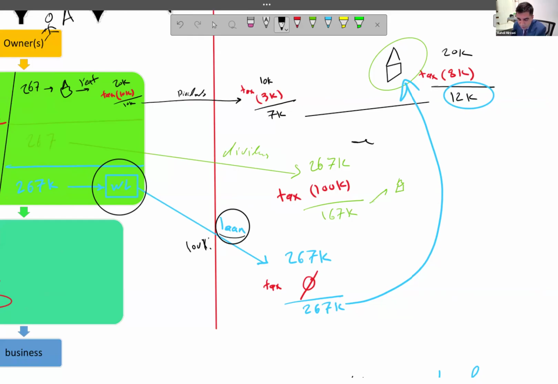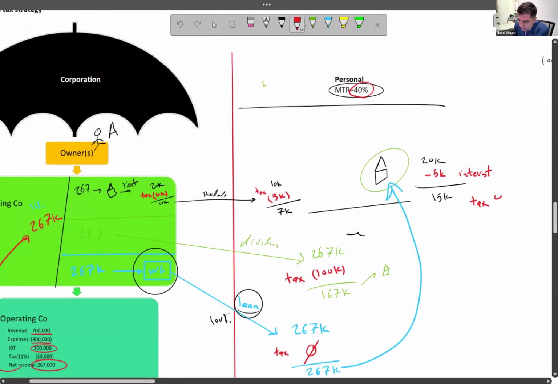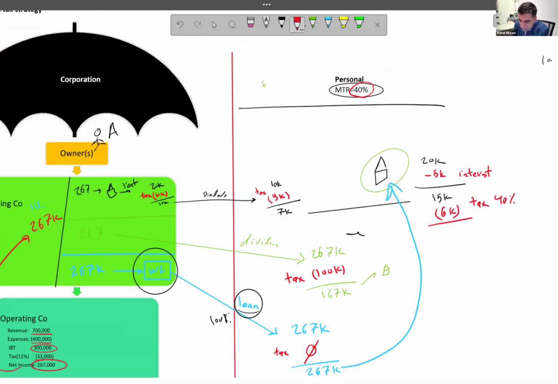So let's say that this person paid $5,000 interest on this loan. Now they can deduct $5K interest, and then they would have $15,000 taxable income. Now they have to pay tax. How much was the tax? You remember the marginal tax rate is 40%. Now they pay $6,000 tax. And the bottom line is going to be $9,000.